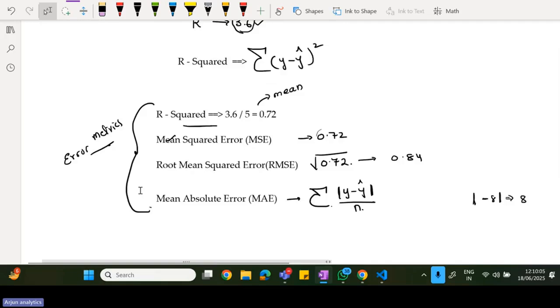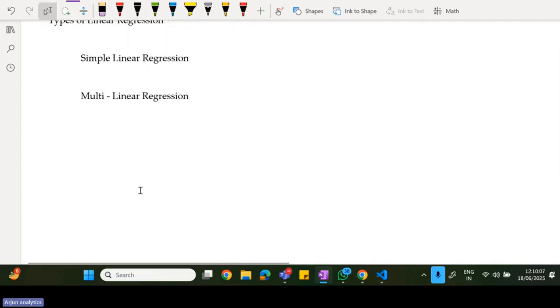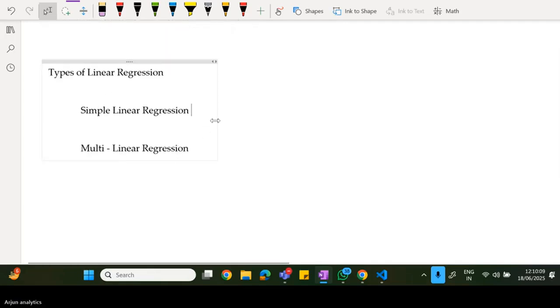Tomorrow we can start implementing. Here, this one. That is simple linear regression. Linear regression means estimating the relationship between independent and dependent columns, which is called regression analysis. What is linear regression?